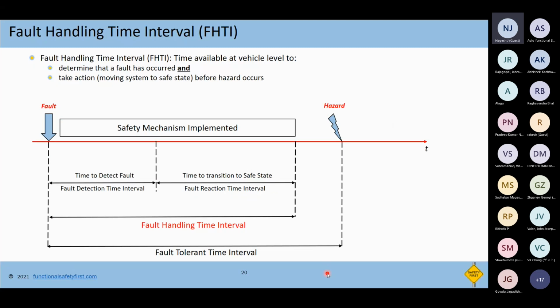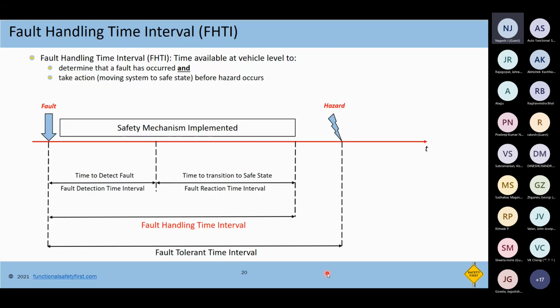So what becomes important is what is called the fault handling time interval. The fault tolerant time interval is the time from fault to the occurrence of the hazard, and the fault handling time interval is going to be smaller than the FTTI. This is the time by which the system needs to act and move your system to a safe state. So again, this FHTI is broken down into two parts.